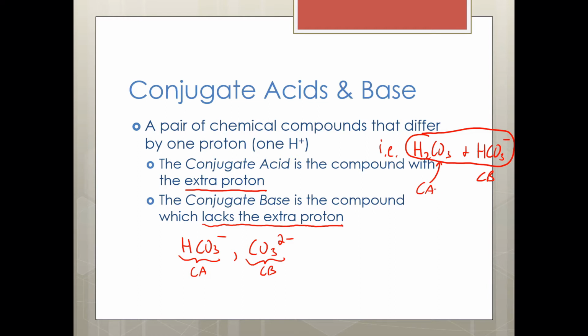So when you're looking at a pair of substances, the only thing you need to tell whether one is a conjugate acid or one is a conjugate base is to consider which one has more hydrogens. The one with more hydrogens is going to be the conjugate acid. The one with fewer hydrogens will be the conjugate base. All right, now let's consider the next example.